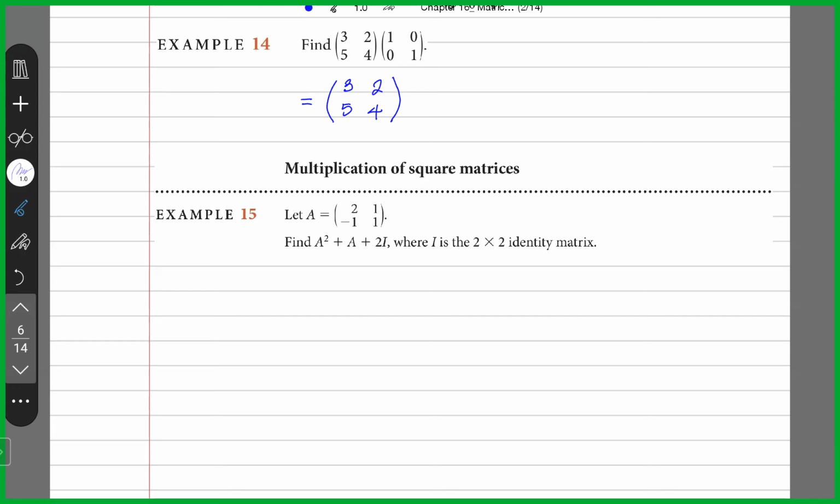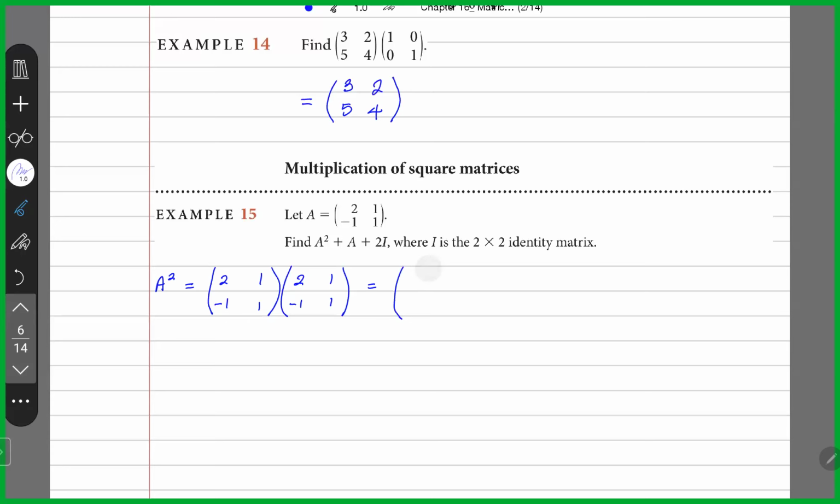Multiplication of square matrices. We're asked to find A squared plus A plus 2I, where I is the 2 by 2 identity matrix. All right, so let's start by finding A squared. So A squared simply means A multiplied by A. 2, minus 1, 1, 1, multiplied by 2, minus 1, 1, 1.